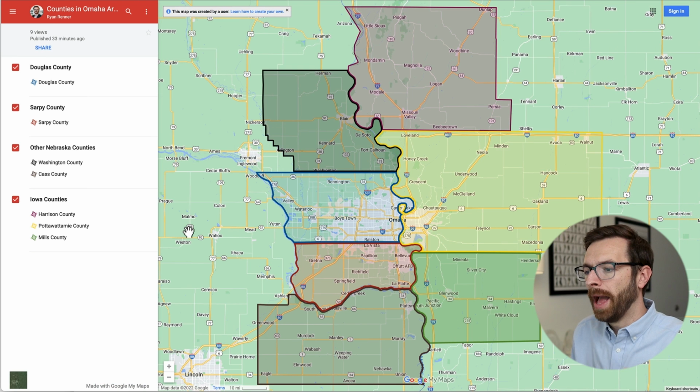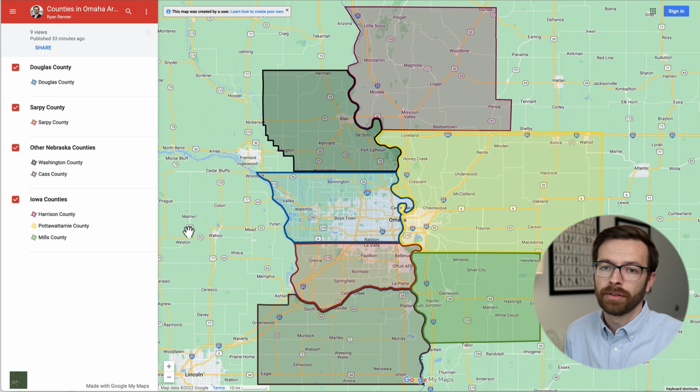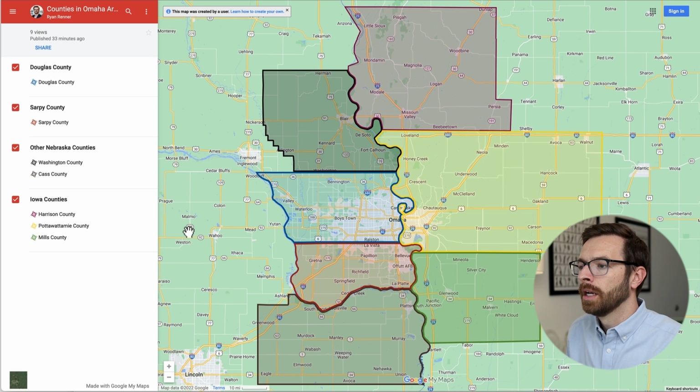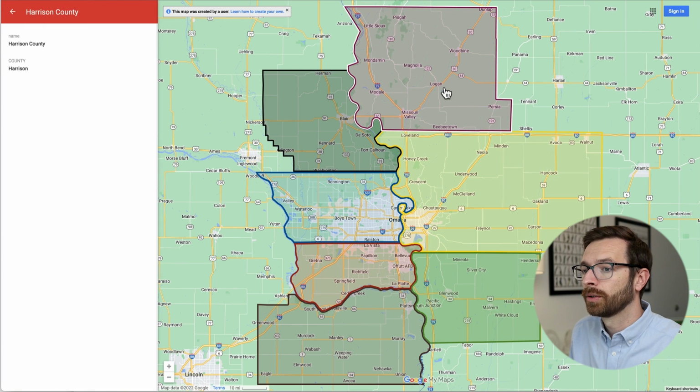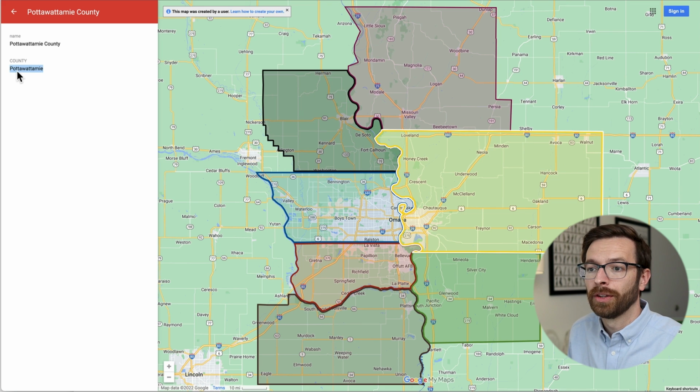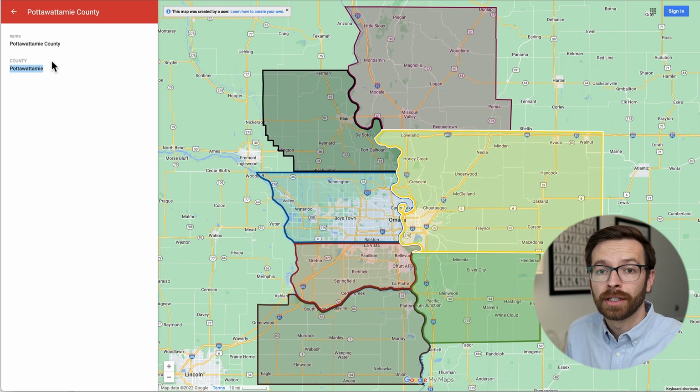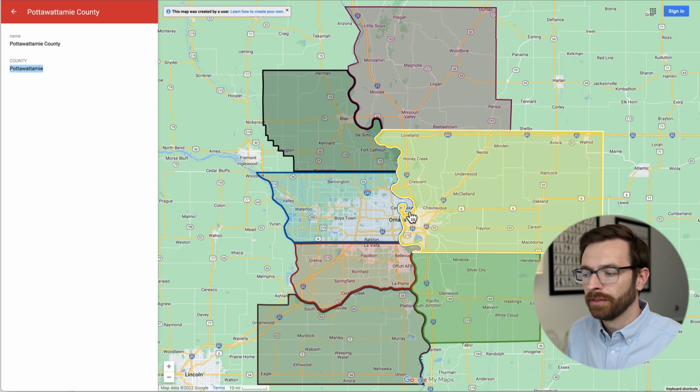Let's jump back and talk about the counties in the Omaha area. So on this map here, I have 7 different counties that are highlighted. The 3 on the east are all going to be in Iowa. So the one up here is going to be Harrison County. That includes Missouri Valley. And then to the south is going to be Pottawatomie County. So you may see Pottawatomie spelled out and not really know how to pronounce it. It is pronounced Pottawatomie, and that includes Council Bluffs.